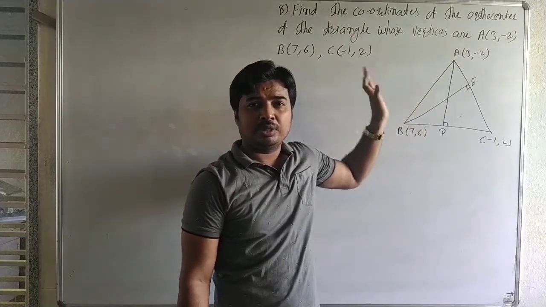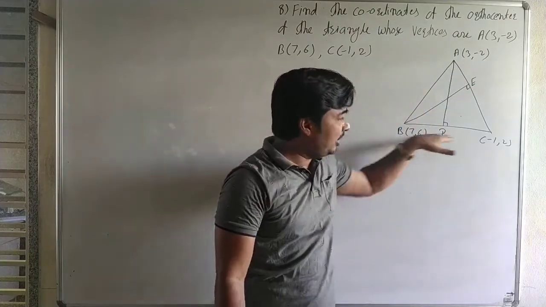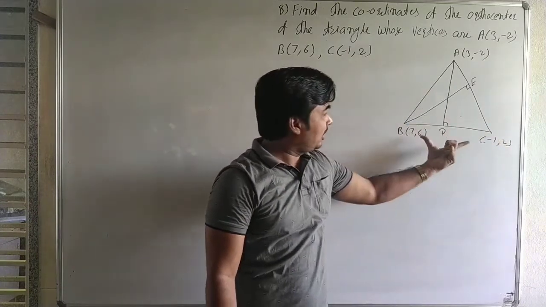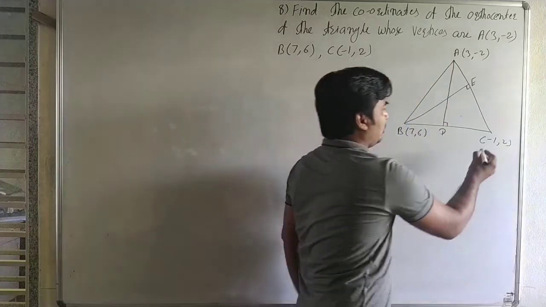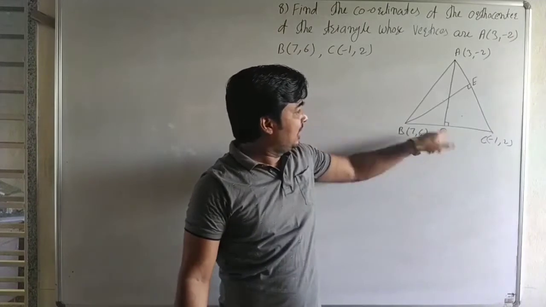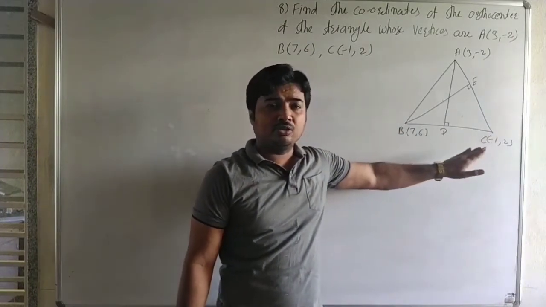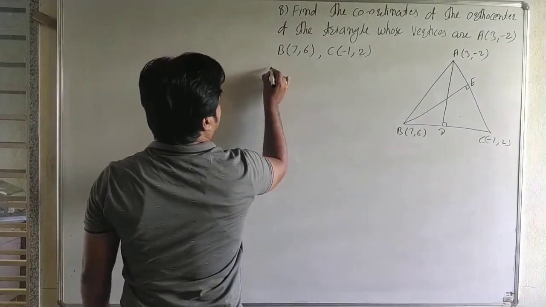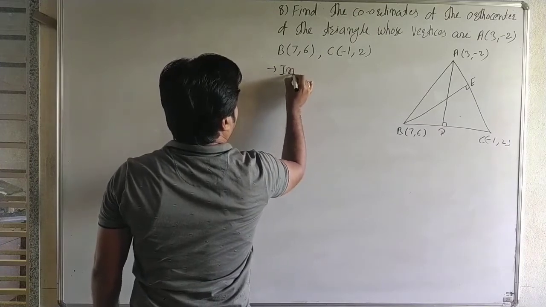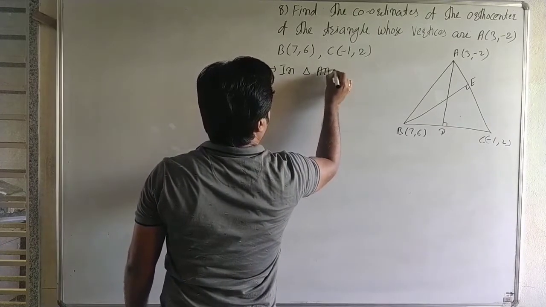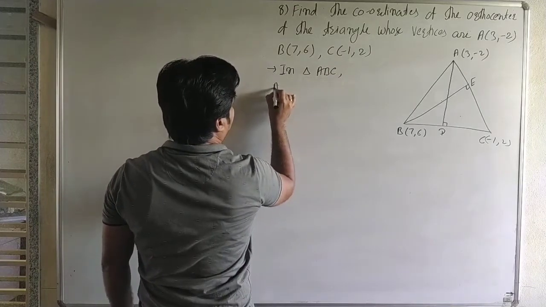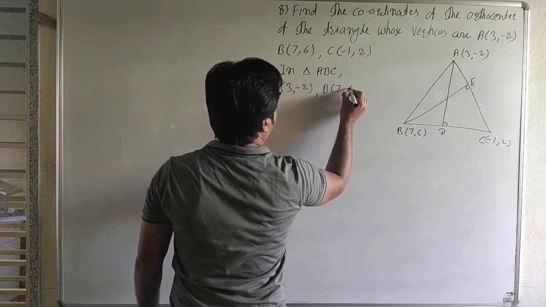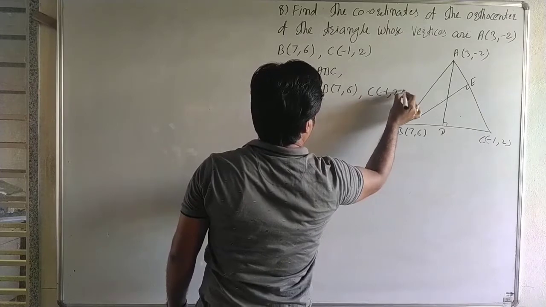So the point (x1, y1) is known, and AD is perpendicular to BC. By the condition of perpendicular lines, we find the slope of BC, and then the slope of AD. The same concept applies for BE. Now in triangle ABC, A is (3, -2), B is (7, 6) and C is (-1, 2).